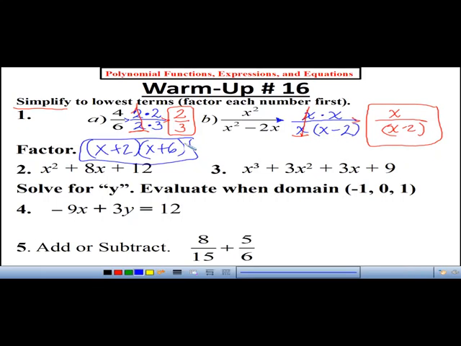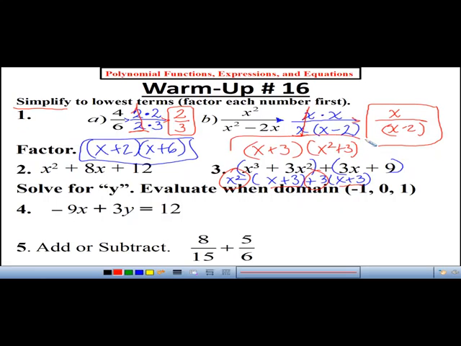Okay, good. Number 3, you should have been able to group. So the GCF here was x squared, and we're left with x plus 3. The GCF here is 3, and we're left with x plus 3. So what was the same here and here? It was x plus 3. And what was left over? x squared plus 3. Hands, have you got that? All right, good. By now you should be able to do that by yourself.